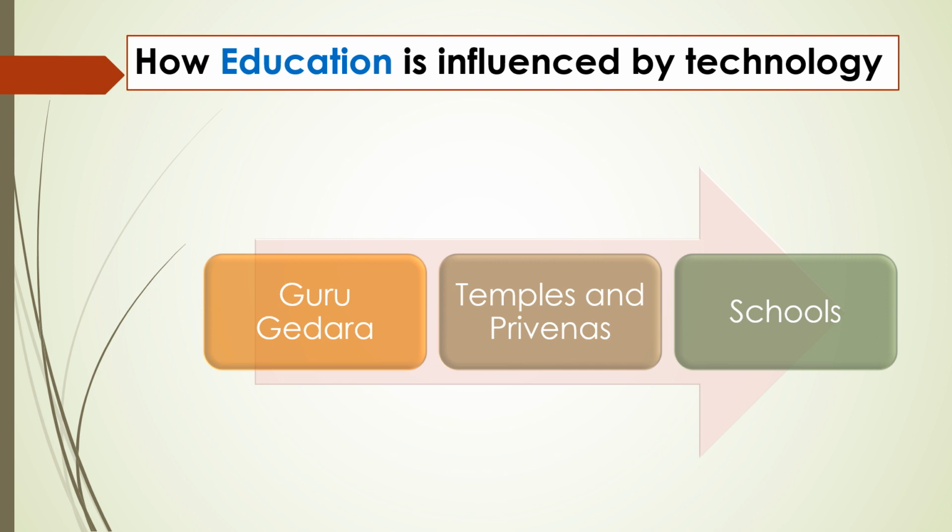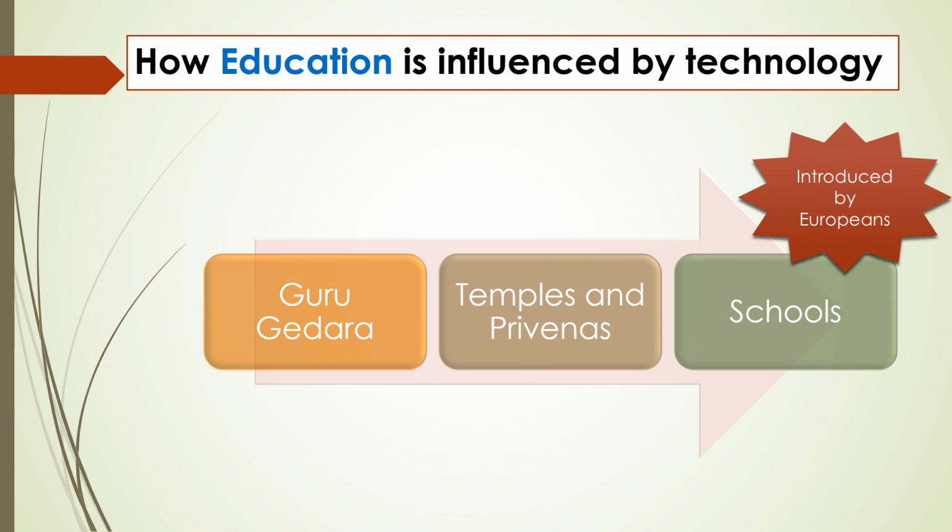Later it improved a bit, and they went to temples and pirivanas. What do we mean by pirivanas? Pirivanas are mostly still available nowadays, and mostly the Buddhist monks receive education there. And finally, now we have schools. The schools were introduced by Europeans. Even in Sri Lanka, the schools were introduced by the British rulers.